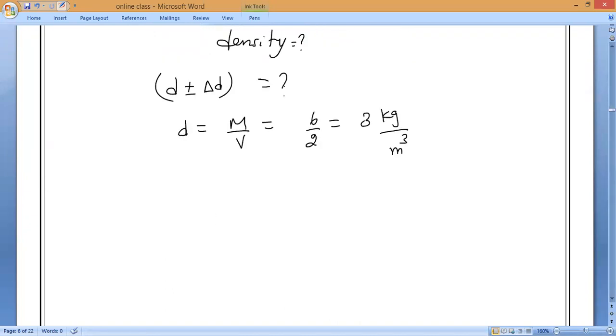Lakshmi? Next. 3 plus or minus 0. Somebody said 3 plus or minus 0.5 kg. Wrong. It is density, kg per cubic meter. You should remember that, not kg.